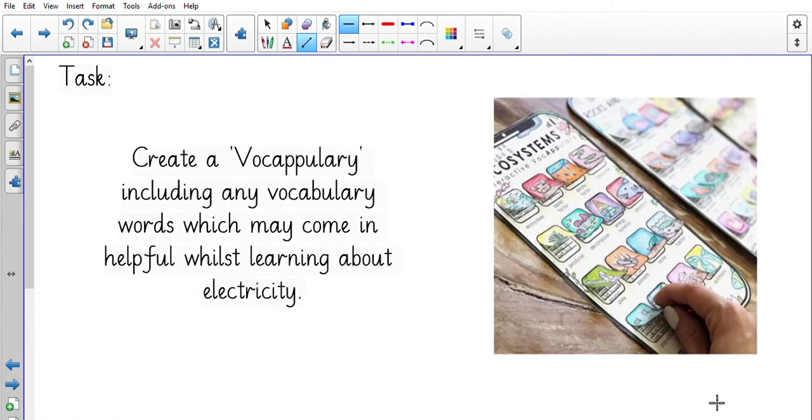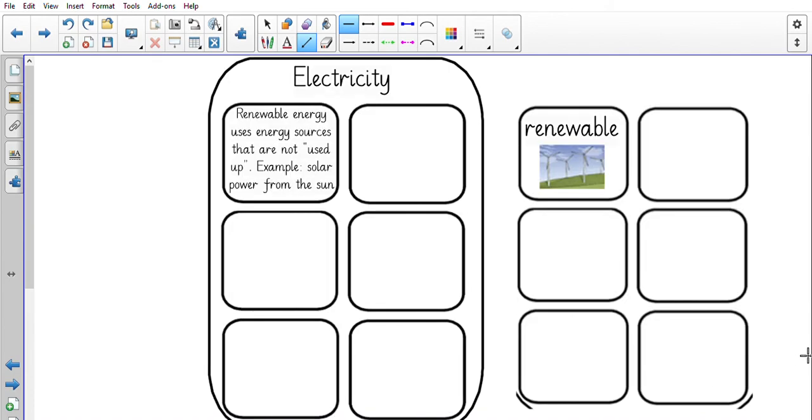So your task for today, you are going to create a vocabulary. So it's a little bit like a phone with your different apps, and you're going to think about any words which may come in useful. So you have got this in your booklet. So this one you need to leave as it is. The other ones, you are going to cut them out. You need to write the keyword, draw a picture, and then that is going to stick over the top of your definition.